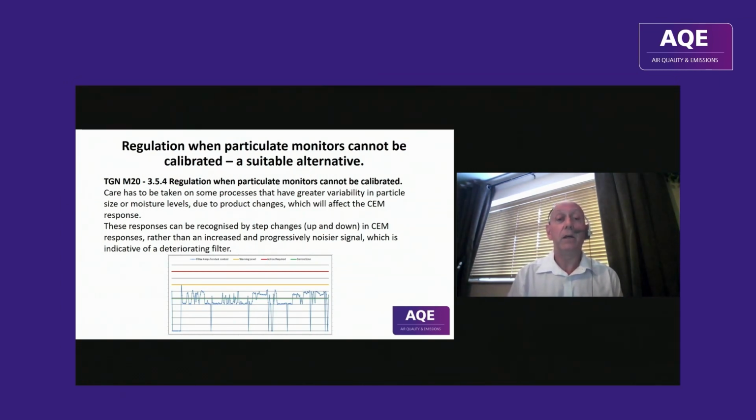So again, it must be recognized that the influence that particle characteristics can have on the continuous emission monitor, that if you see this on a control chart as a step up and a step down, it's not a sign that action is needed. It's just really an indication that the particulate characteristics are changing within this process. And really what you're looking for, again, to take action is an ever increasing and noisier signal.